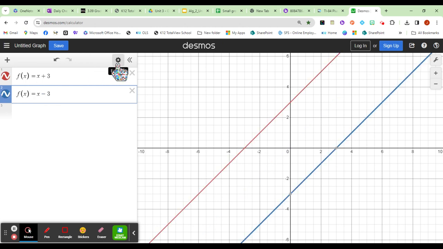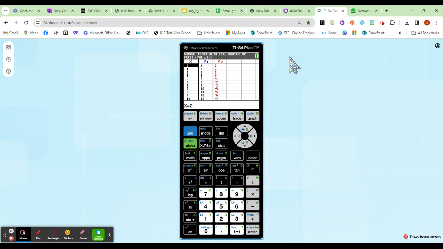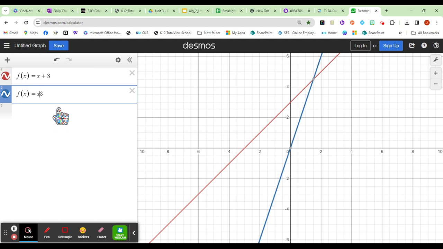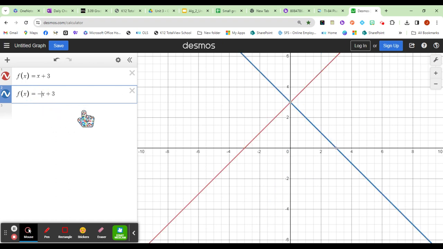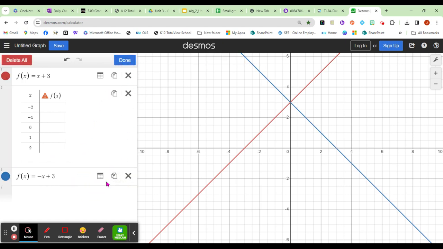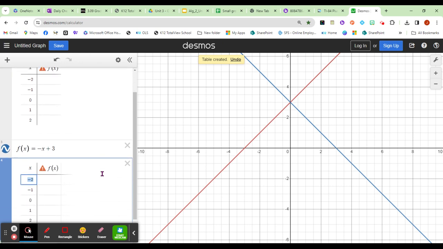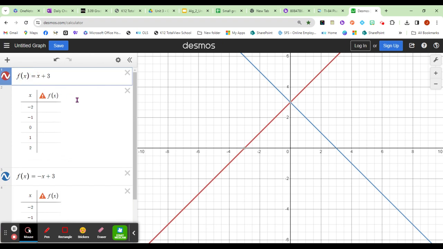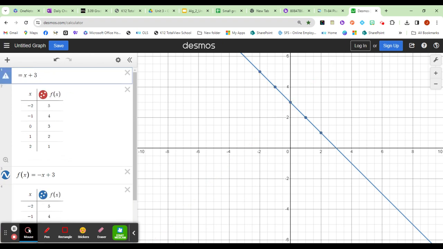If you go to... did I do negative? What were those equations? I made those up. Both were x plus 3. One was negative. Okay, those are the same 2 equations. So they intersect at 0, 3. If you go to the settings wheel and you do table, why didn't I do that? It should have given you... I don't know why it's not giving you your y values. There you go. I don't know why the f of x didn't work.